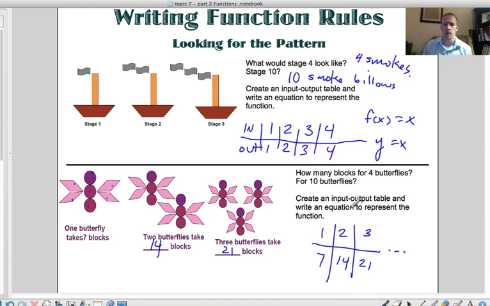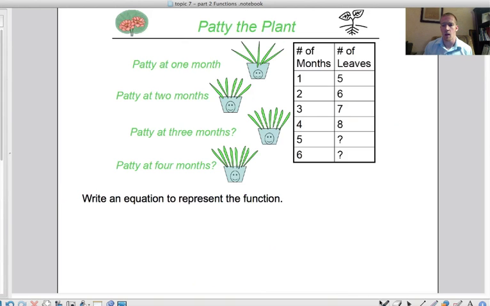And write an equation. So here our equation is, if y is the number of blocks and x is the number of butterflies, y equals 7x, because there's 7 blocks per butterfly. So you could write this, or f of x equals 7x. Alright, so those are a couple of easy ones. Let's look at another one here.